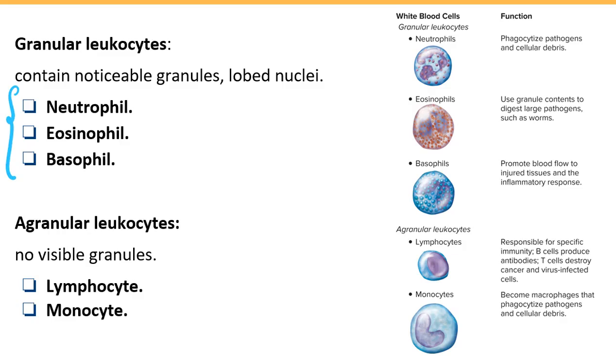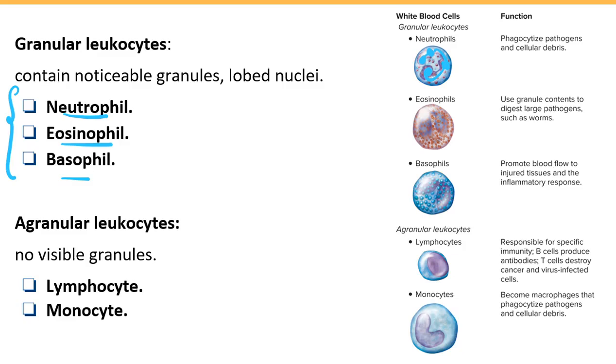So under granulocyte or granular leukocytes, we have neutrophil, eosinophil, and basophil. The neutrophil has a segmented nucleus. They only have one nucleus, but their nucleus has 3 to 5 segments. And then in their cytoplasm, you can find bright or light purple granules.